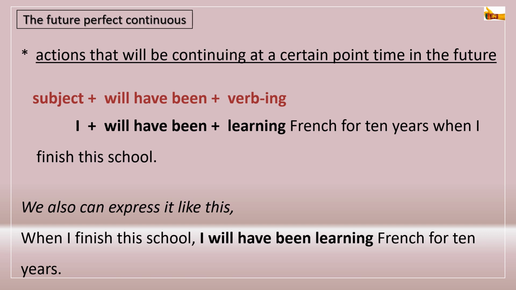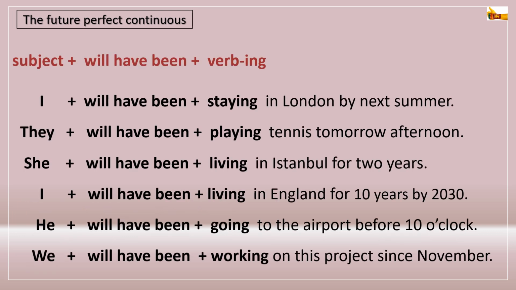school. We also can express it like this. When I finish the school, I will have been learning French for 10 years. I'll give you lots of examples for the future perfect continuous tense. I will have been staying in London by next summer.